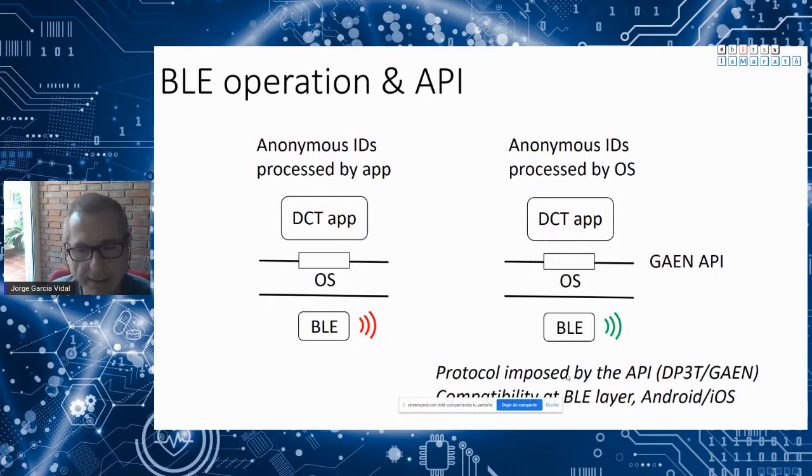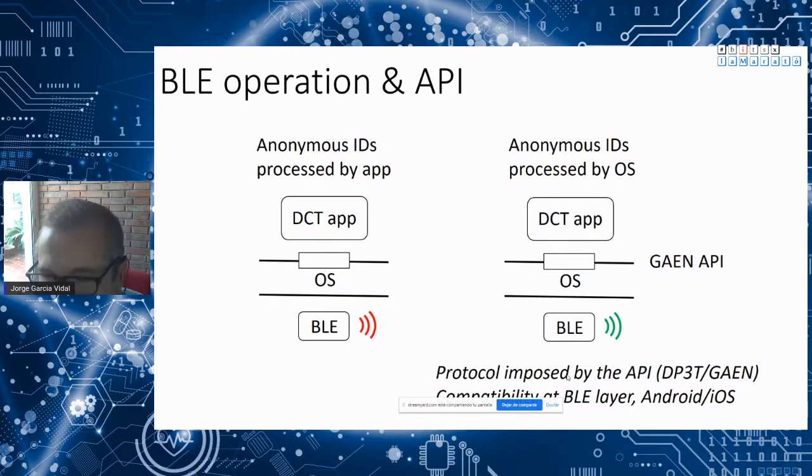The problem here is that the manufacturers of Android and iOS, Google and Apple, don't favor this type of operation, and they favor the operation on the right. In the operation on the right, Android and iOS provide an API, which is called the Google Apple Exposure Notification API, so that the application only has to invoke this API, but most of the operation, for instance, the generation of anonymous IDs or the storage of received anonymous IDs, or the comparison with the anonymous IDs of the infected users, is done inside the operating system itself.